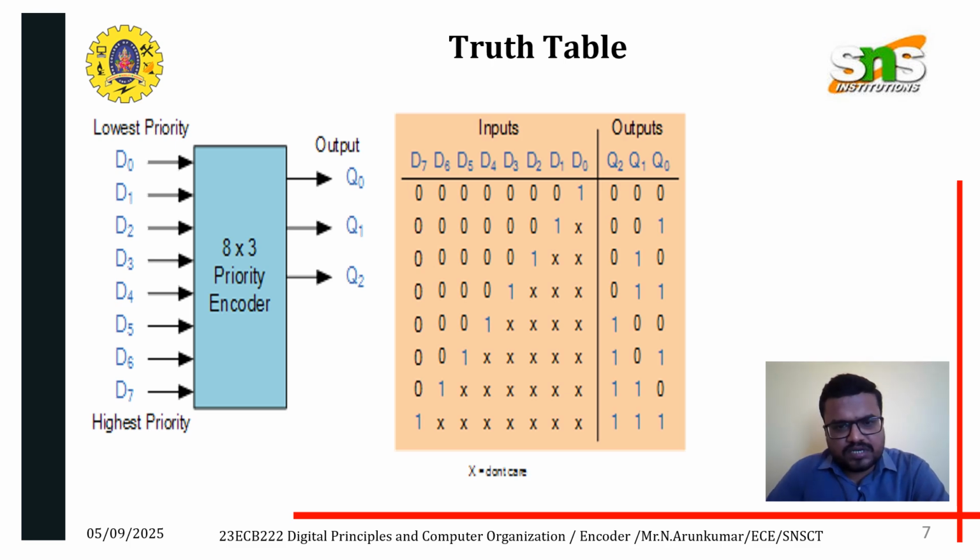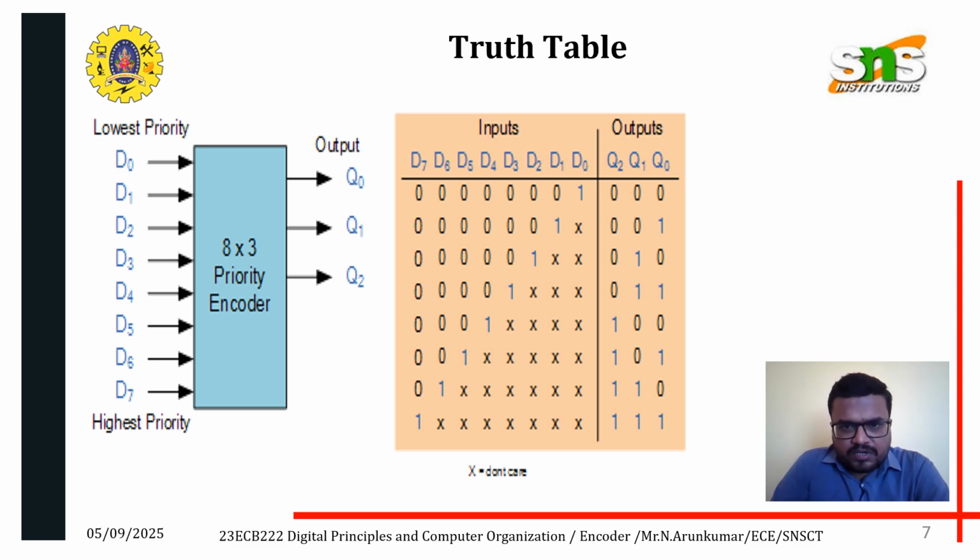Now the truth table. This truth table is also the same as for the encoder. An 8 by 3 priority encoder has 8 inputs and 3 outputs. Suppose I give d0 as 1; the remaining bits are considered as x, because x means 0 or 1. I choose only d0, so the remaining bits I do not want to consider, so I am making that data x.